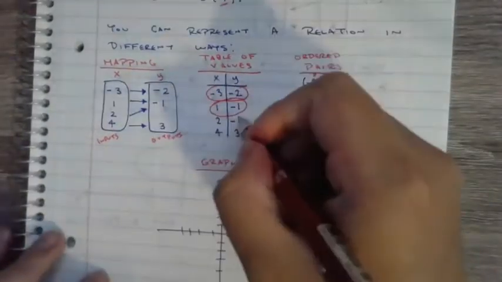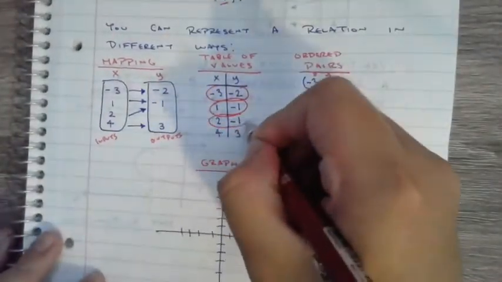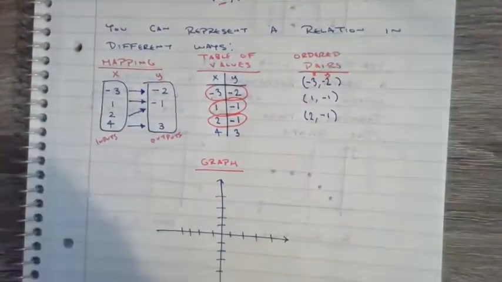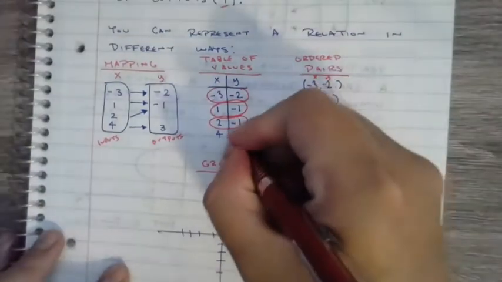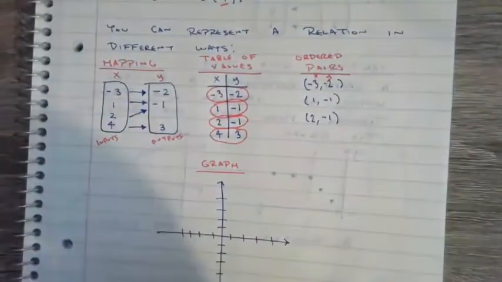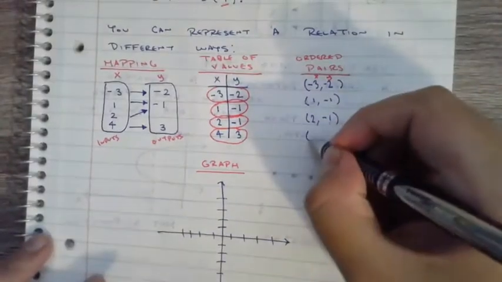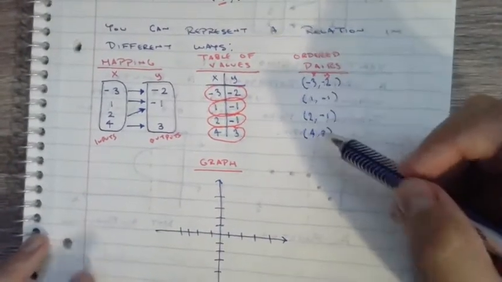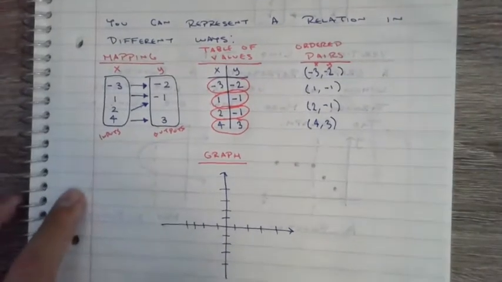Your third one, you have 2 and -1. So therefore, your ordered pair is 2, -1. And last but not least, you have 4 and 3. Again, you circle your pairs from your table of values. And last but not least, your point is 4, 3. And again, these are your x's and these are your y's. Now, let's continue from there.